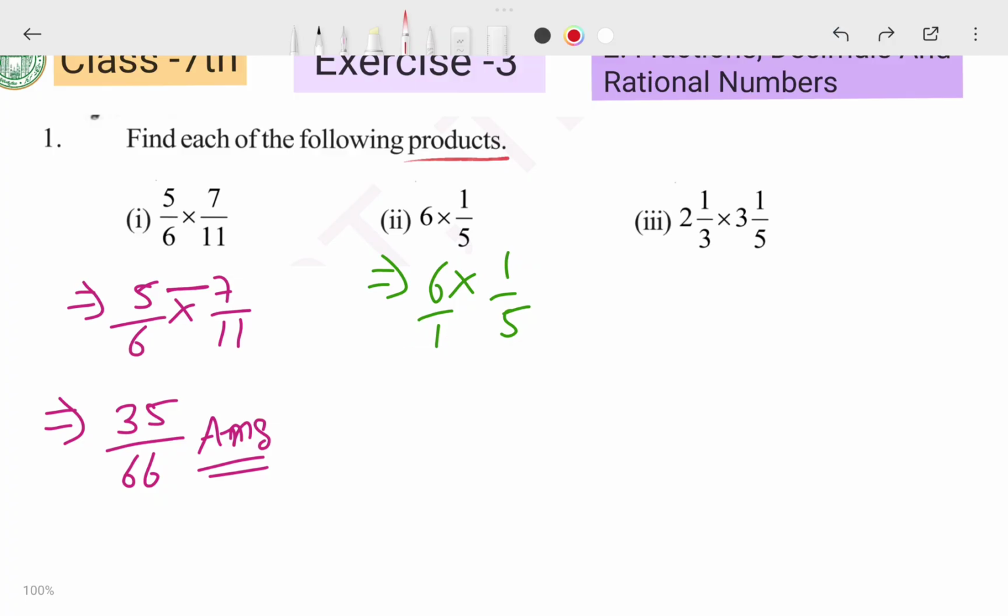Now let's see, is straight cancelling possible? No, it is not possible. What is left here? 6 into 1 is 6 only, and 5 into 1 is 5 only. This is enough. You can cancel or not, because if you cancel it will be 1 only, and 6 into 1 over 5 is the same, so the answer will be the same.